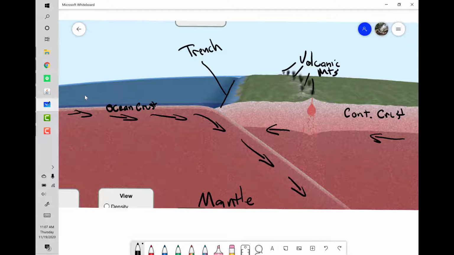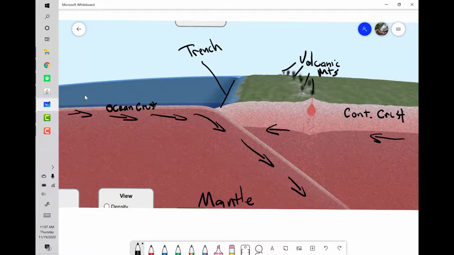So first off, this feature right here, where the crust is actually going underneath, is called subduction. We know that ocean crust is denser than continental crust, and this will help explain why the ocean crust will always subduct underneath continental crust. It's because it's more dense than the continental crust.